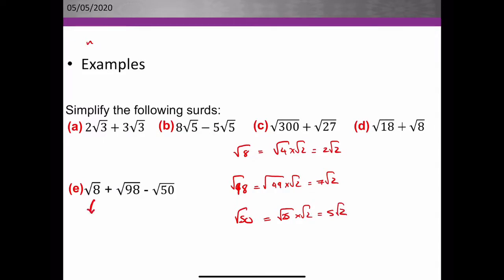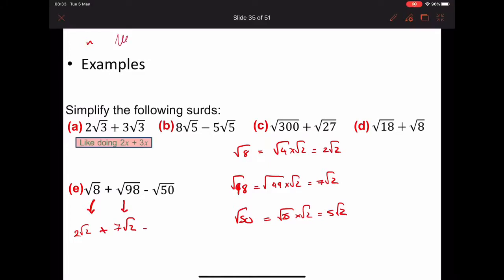So root 8, instead of root 8, I'm going to write 2 root 2. Instead of root 98, I'm going to write 7 root 2. Don't forget the sign in between. Take away 5 root 2. Right, take away 5 root 2. So therefore you've got 9 root 2, take away 5 root 2, altogether 4 lots of root 2, and that'll be your answer for it.